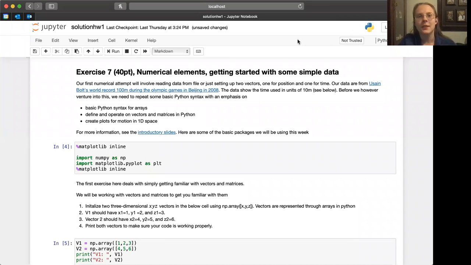Hello all. So this is the video solution to the numerical exercises of the first homework. This numerical exercise covers using the libraries NumPy and Matplotlib, using vectors, matrices, and various calculations with those objects in Python, and then analyzing data and graphing it.